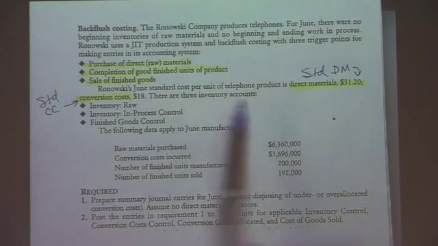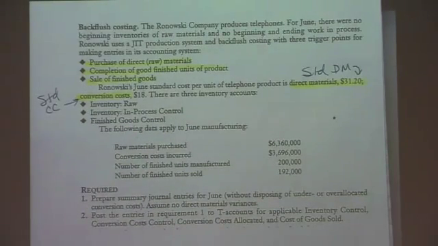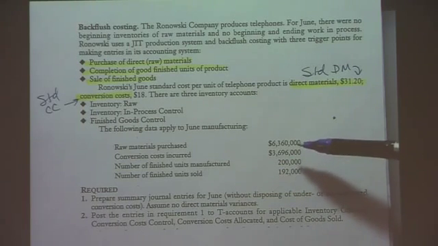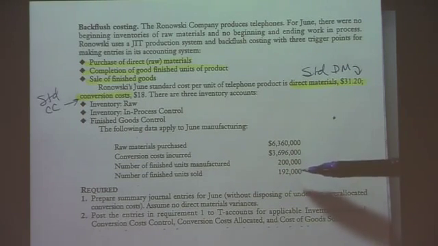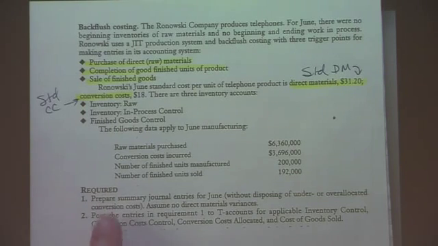So there are 3 levels of inventory account. There's raw inventory, there's work in progress, and there's finished goods. These are the actuals. So they've got raw materials purchased, conversion cost, number of finished goods, number of units of finished goods sold, and how many were manufactured. So the first question says, prepare a summary of journal entries for June without disposing of over and under allocation of conversion costs, assuming no direct material variance. The second part is post the journal entries to a T account, and we need to create these T accounts.